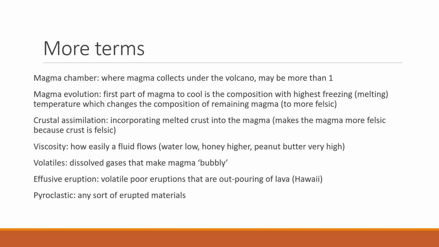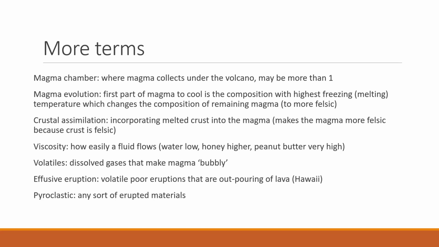More terms. Magma chamber. This is where the magma will collect beneath the volcano. There can be more than one magma chamber in a volcanic system. Magma evolution. So the first part of the magma to cool is going to be the composition that has the highest freezing or melting temperature. So basically, as the magma goes from extremely high temperature to lower temperatures, the things that melt at those high temperatures will no longer remain molten, and so they will solidify first. So this will end up changing the remaining composition of the magma.